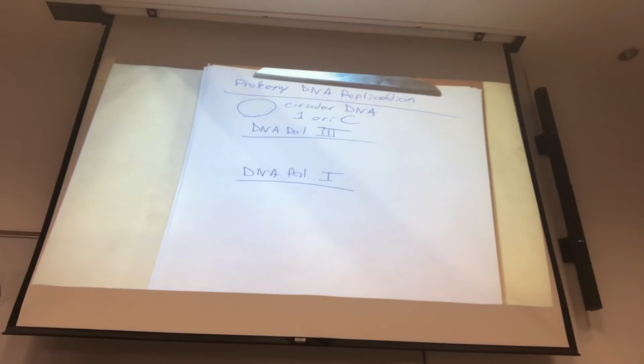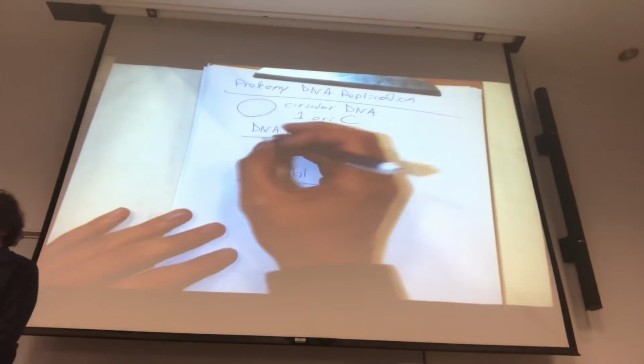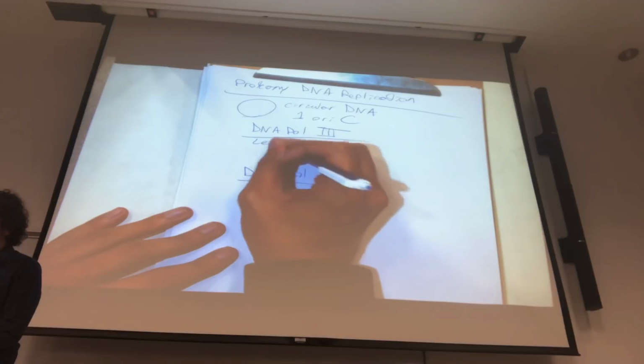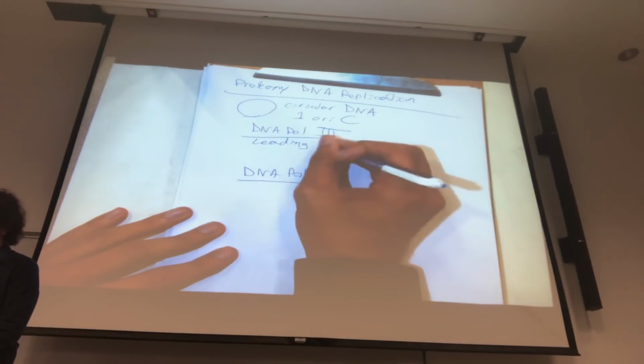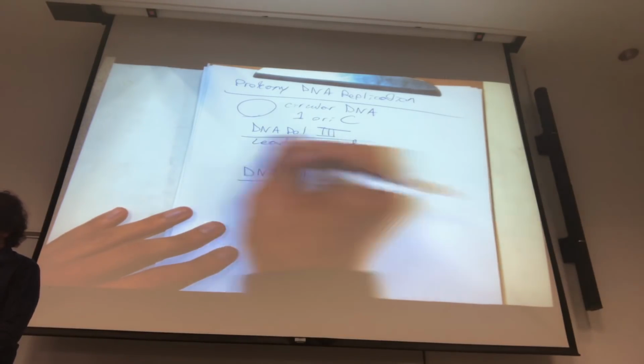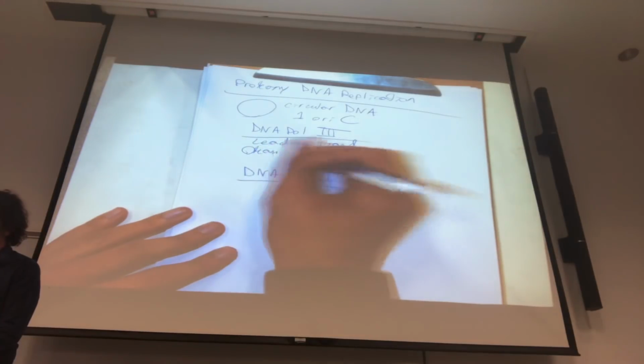DNA polymerase III is the main one. It makes most of your DNA. It synthesizes everything on the leading strand, and it's the one that makes the Okazaki fragments on the lagging strand.